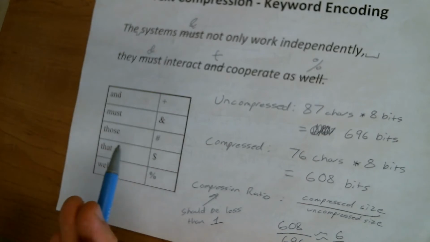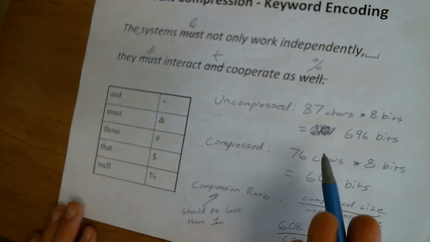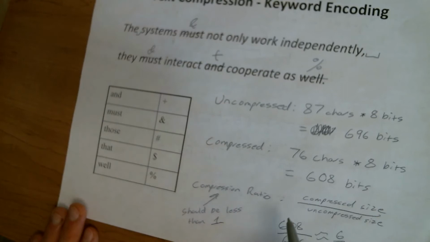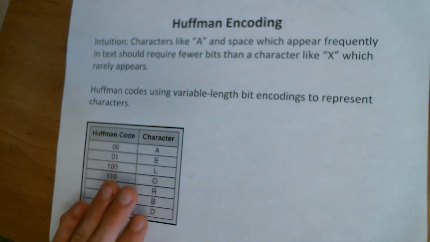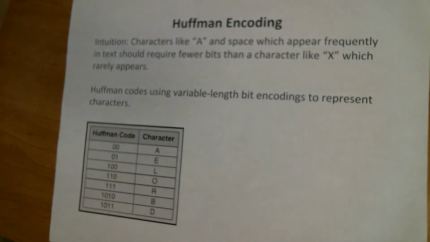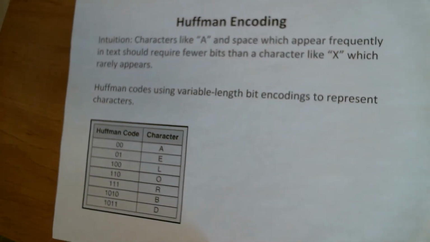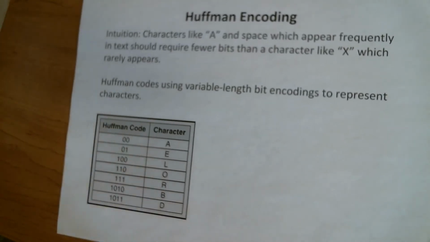So keyword encoding, it's good. It illustrates the purpose. I mean, it illustrates kind of the idea of compression, but it's not something that we're really going to spend a lot of time talking about because it's not something that's going to get used all that frequently. One that we are going to spend a lot of time talking about is called Huffman Encoding. All right. And if you've ever zipped a file or unzipped a file, you have dealt with Huffman encoding. And the intuition behind Huffman encoding is that characters like A and space appear all the time.